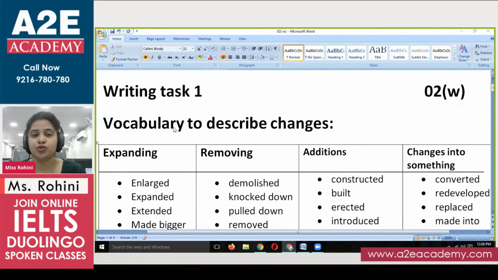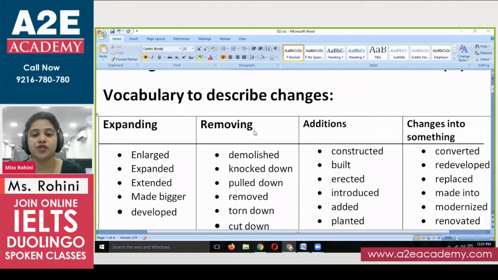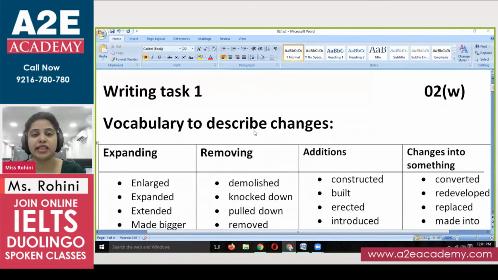Some of the students have performed map before, and many have not. So for them let's start with the map, how to write it and some of the vocabulary for it. Okay, how to write the map, what vocabularies there should be for the map, and how you can arrange your paragraphs while writing it. So first of all, map is basically a fourth type of task 1.